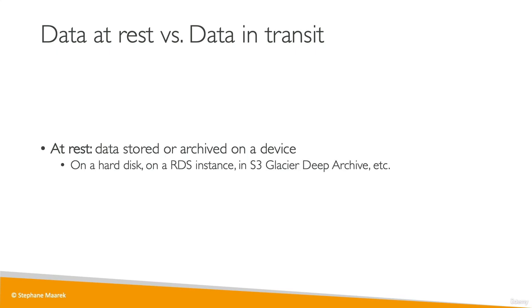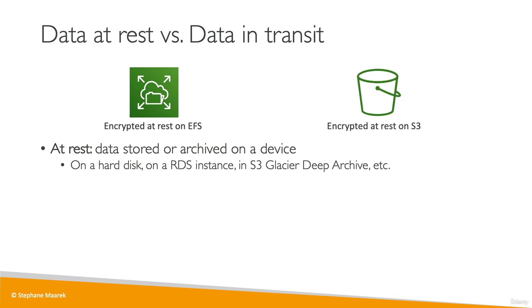So data at rest means that the data is stored or archived on a physical device. So that could be a hard drive or a hard disk. It could be an RDS instance because it's a database. It could be S3, Glacier Deep Archive, or any kind of S3 bucket. It's at rest because it's not moving, it's written somewhere. So, for example, we can have encrypted data at rest on an EFS network drive, or we can have encrypted data at rest on Amazon S3.